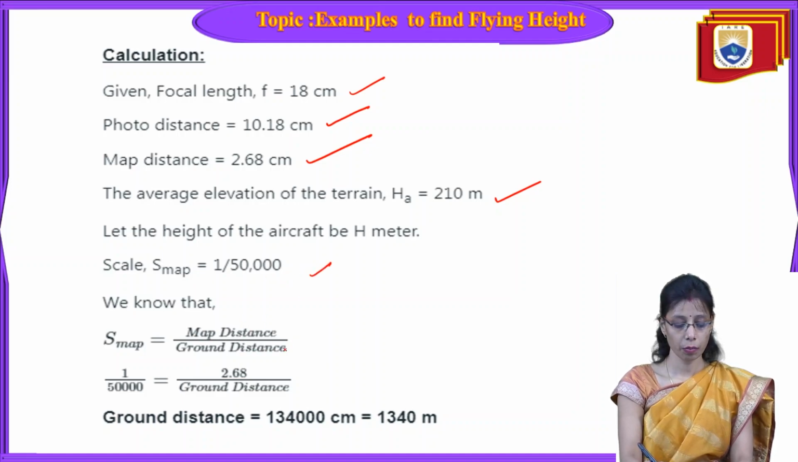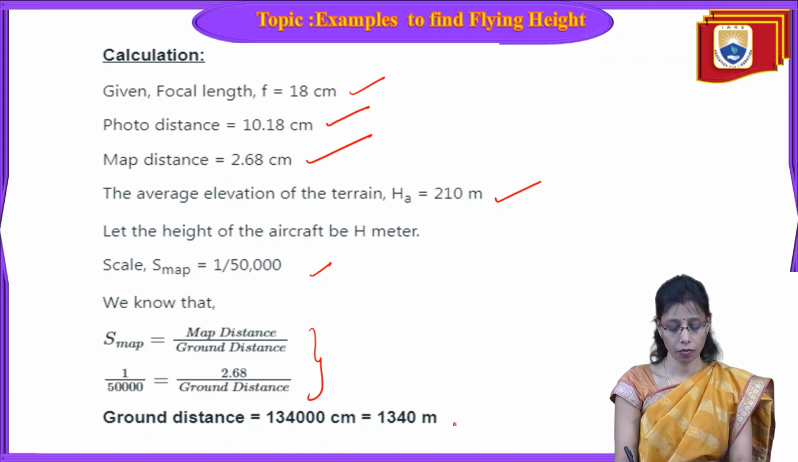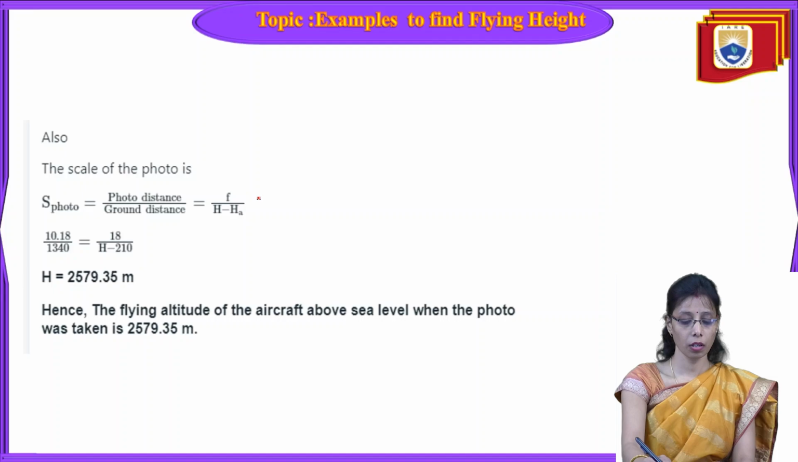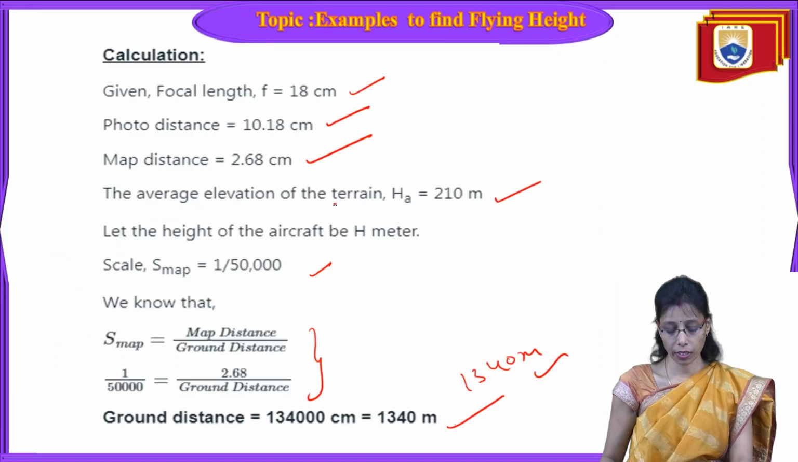So we know that scale is map distance by ground distance. This is the other way of finding the scale. So 1 by 50,000 is equal to map distance 2.68 by ground distance. We have to find the ground distance, and you will get 134,000 centimeters, which is 1,340 meters. So in this way also we can find it. These are the two ways we have, with map distance by ground distance.